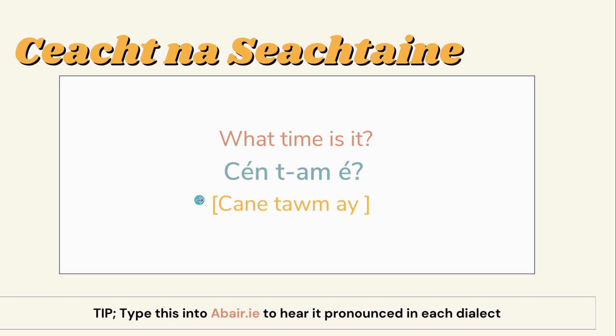What time is it? This pronunciation in yellow is just a general guide and it's not specific to any dialect. You can type this whole phrase into abair.ie and you can hear it in each of the dialects, Ulster, Connacht or Munster, or hear it over and over again a little bit slower. It's an amazing resource. So Cén t-am é, what time is it?